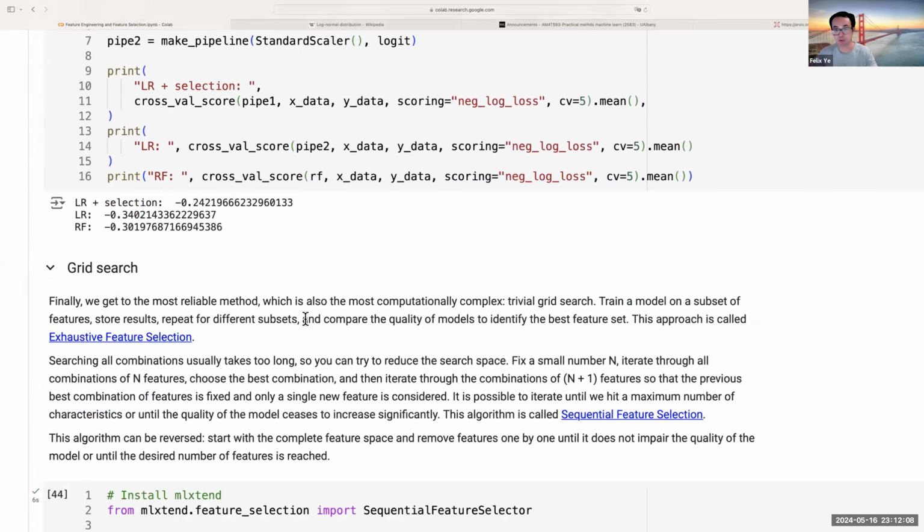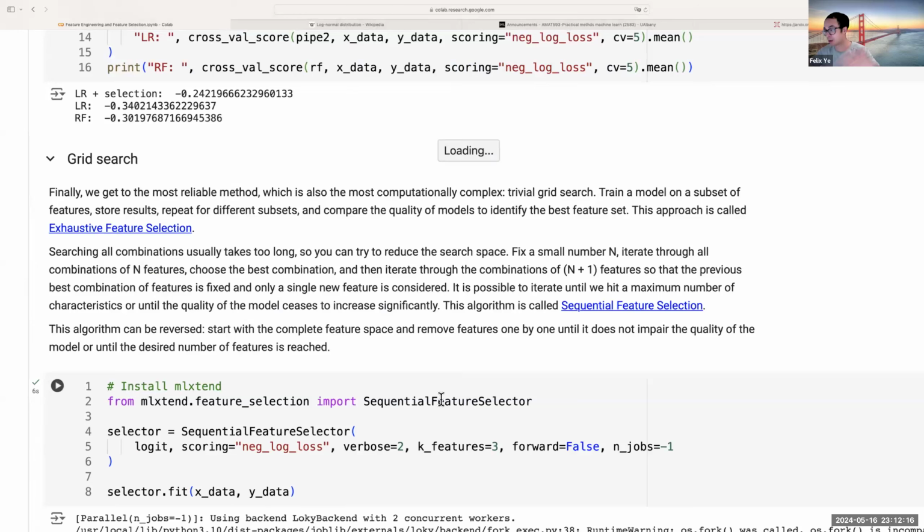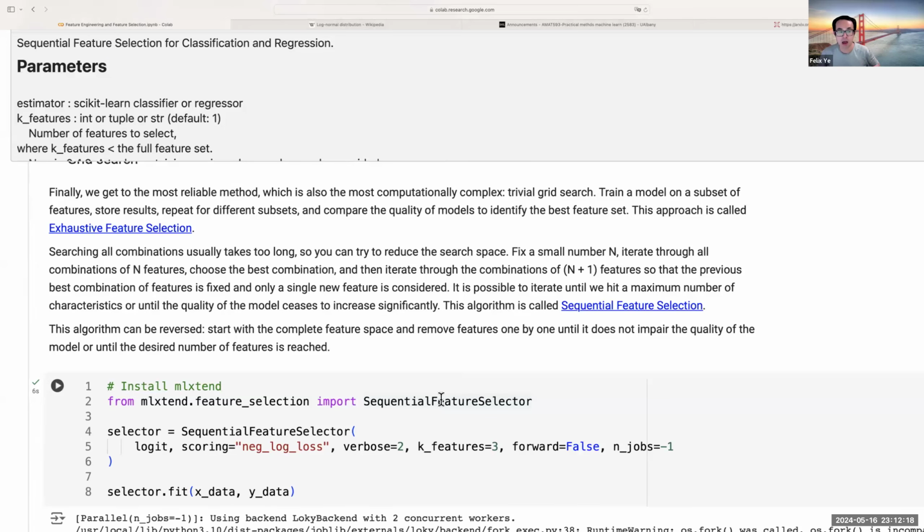But of course, if you really want to get the best selected features, you can use this method. If you have very powerful computers and the number of features or the amount of data is not that large, this method could be good enough.